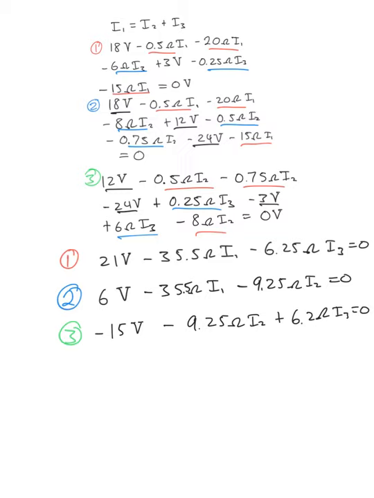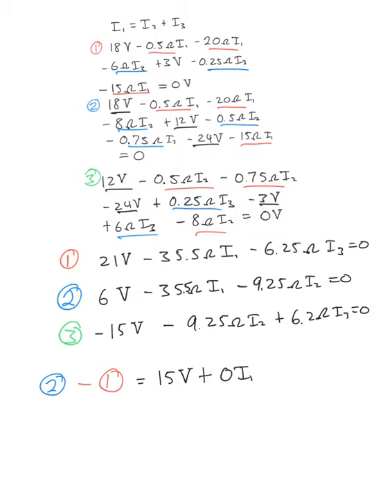Now, as a quick check, we can take all of the terms of equation 2 and subtract equation 1 from it. So this gives us, combining the first terms, negative 15 volts. That is 6 volts minus 21 volts is negative 15 volts. The second part, I have minus 35 ohms times I1, and then I'm going to subtract a negative 35.5, so that's 0 times I1.